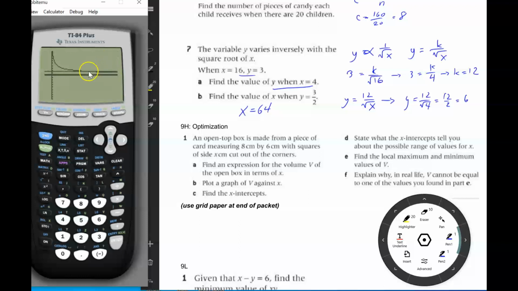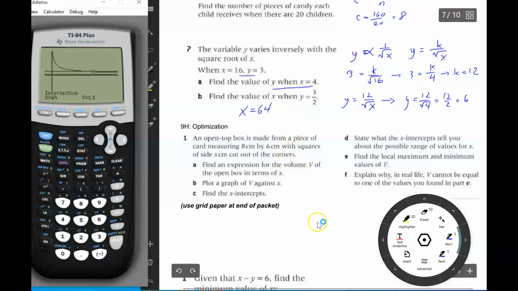And then I can see that they're intersecting here, and then I do second calc intersect to find their intersect. 5, hit enter 3 times. And the intersection is 64, 1.5, so x equals 64. So those are a few different ways to find the answer.